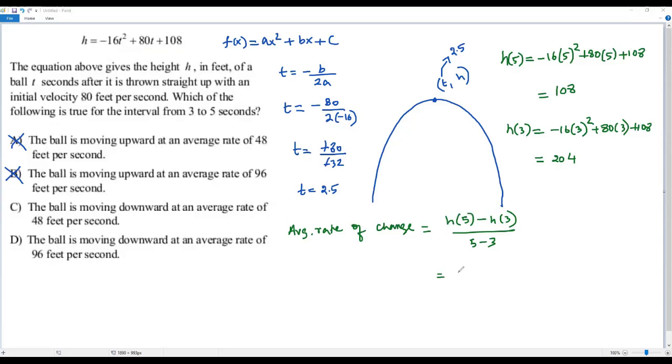Let me plug them in. Then we get 108 minus 204 divided by 5 minus 3, which is 2. When I simplify this, I'm getting negative 96 over 2, which is negative 48. So the speed of the ball in the time interval 3 to 5 seconds is 48 feet per second. We find this speed, 48 feet per second, in answer choice C. So the correct answer choice for this question is C.